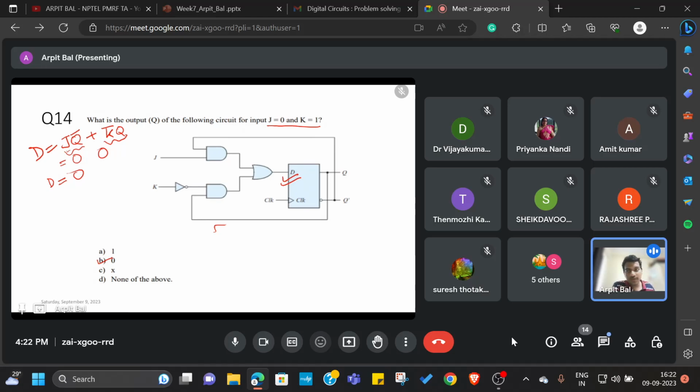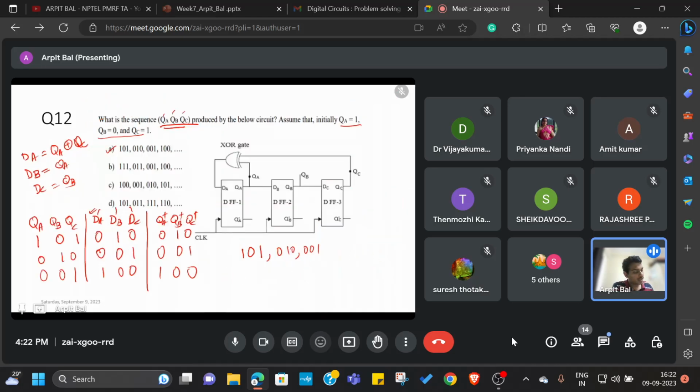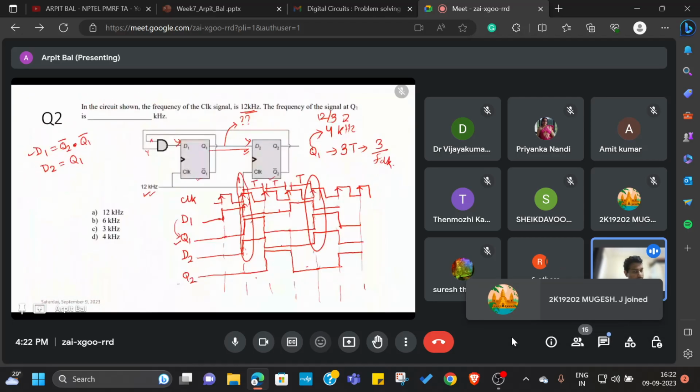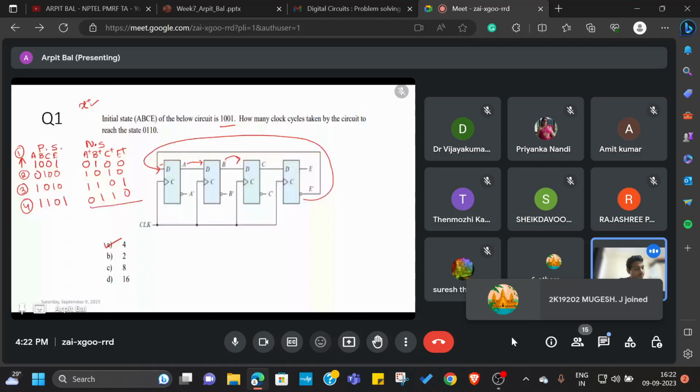So that was the final question for the day. Now let us revisit what we covered in today's session. Today's session started with this particular circuit, and we figured out how many clock cycles were needed to arrive at a particular condition.